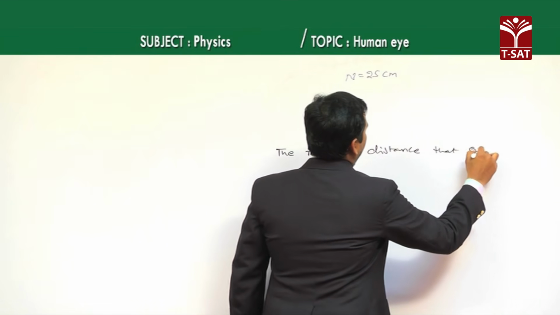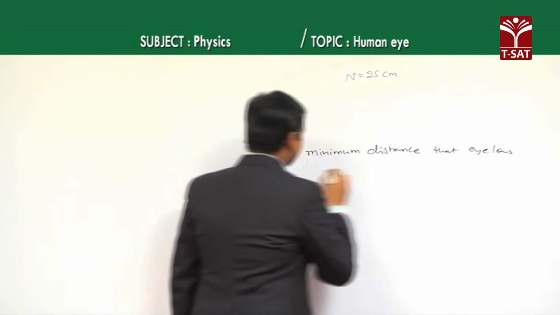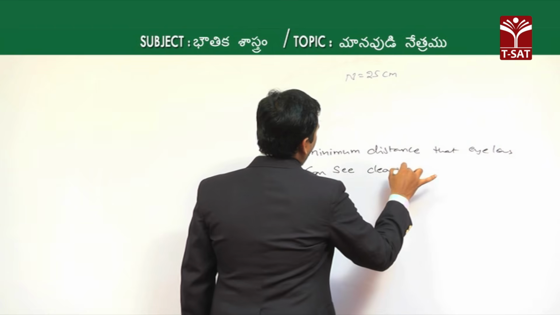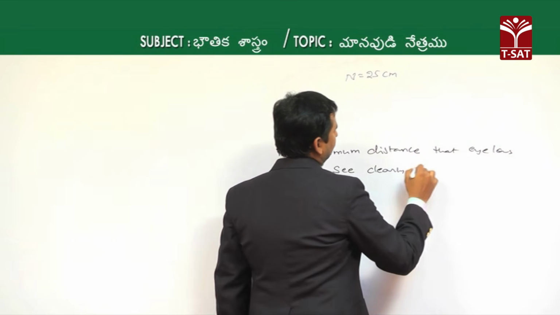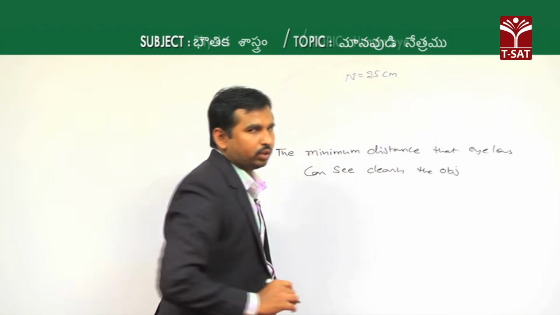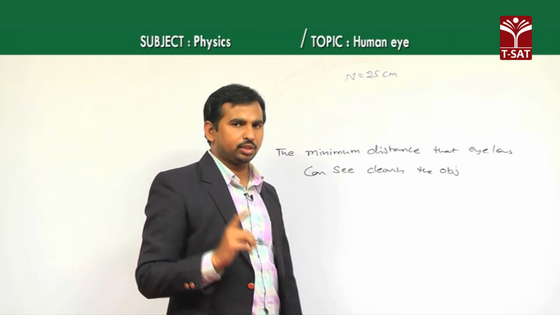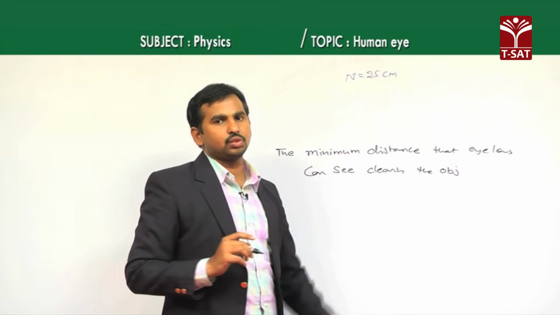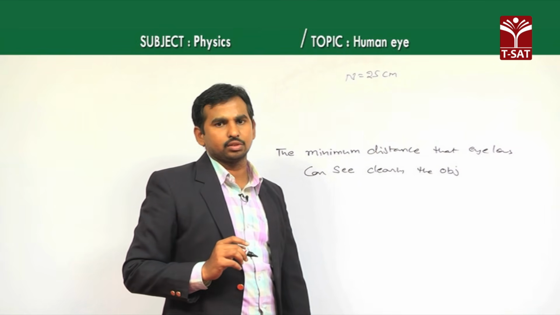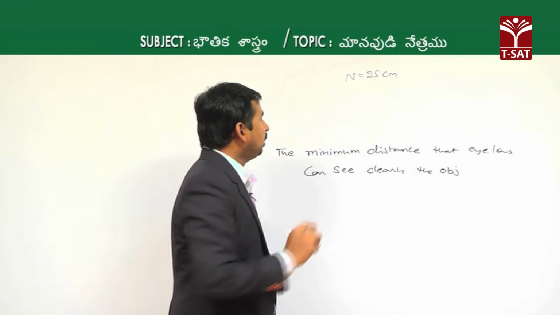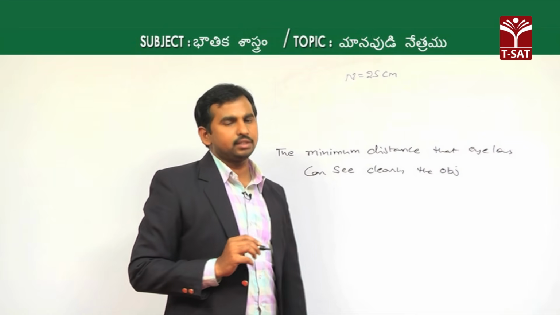So, the near point is about 25, whereas near point means nothing but the minimum distance that our eye lens can see the object clearly, without any strain, without straining we are able to see the objects here. That distance we call as the near point distance or near distance of distinct vision. So, that distance is 25 centimeters.